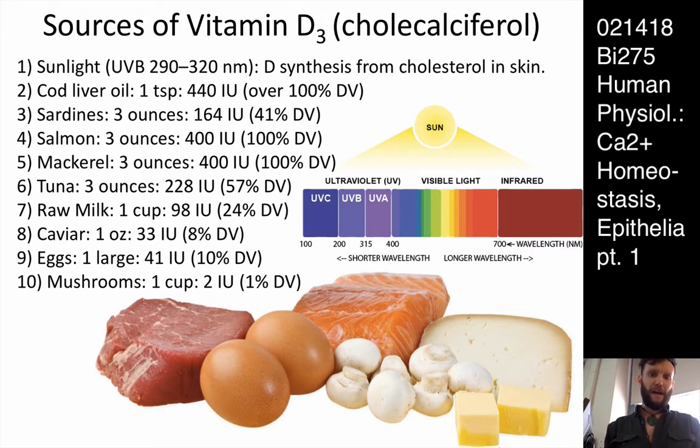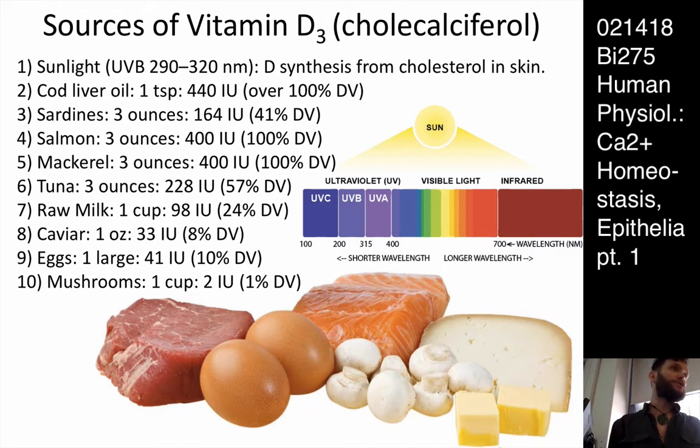Where do we get vitamin D3? Well, the bulk of it actually comes from sunlight. The vast majority of our vitamin D, cholecalciferol, is derived from exposure to sunlight. And I said narrowband, it's in the UVB range, around 290 to 320 nanometers, about 300 nanometer wavelength light. But there are a lot of other excellent sources.